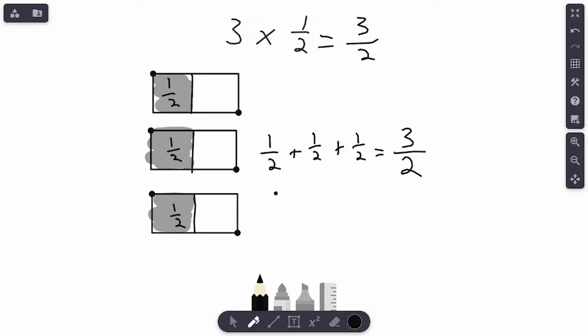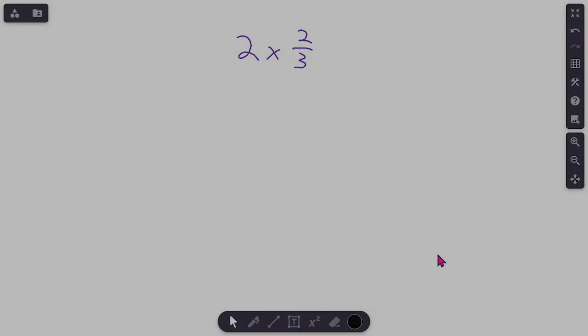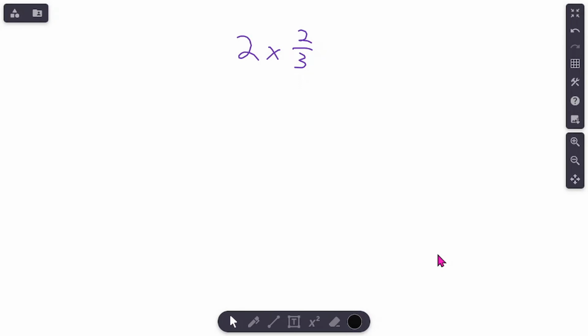And let's try another one. All right, here we go. Second problem on the screen here. Same thing. We're going to go through this one and try to understand what it looks like for repeated addition, because we know repeated addition is the same thing as multiplication. All right, so set this up.